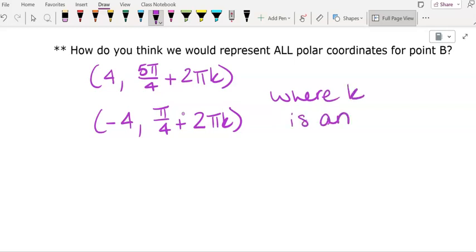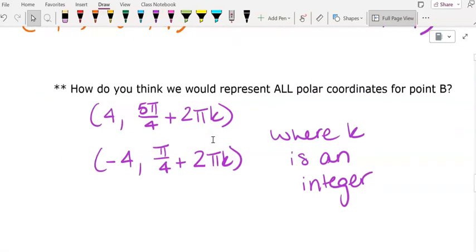Okay? So this is how you're going to be able to plot polar coordinates, and this is how you know all of the different ways to write the same coordinate, if you will. Okay? I'll make another video for the rest of this in just a second.